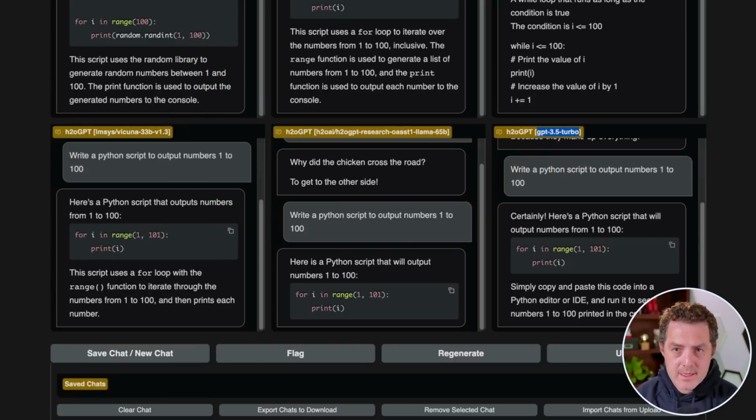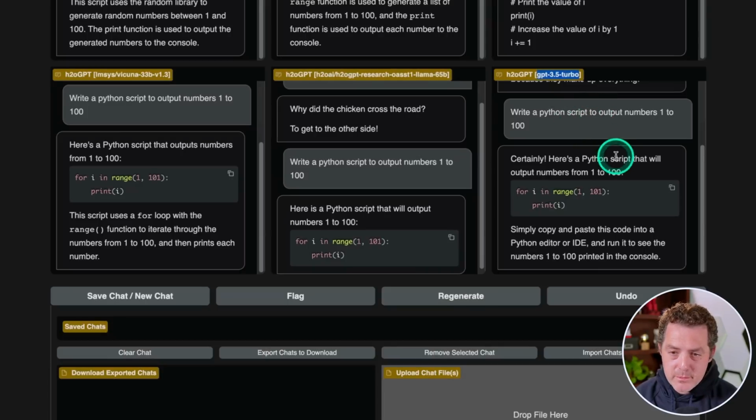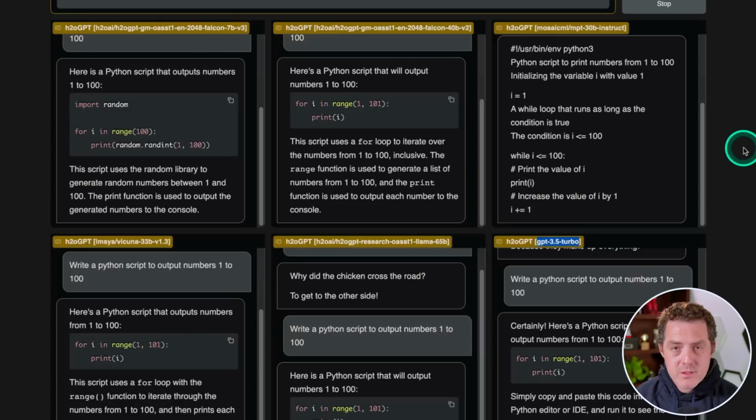That looks correct. That's a pass. Next, LLaMA 65B, same thing. Looks great. And for GPT 3.5 Turbo, that's also a pass. So most of these models took the approach of just doing a for loop. MPT-30B instruct did it slightly differently, but it should still work. So all of them passed except Falcon 7B.